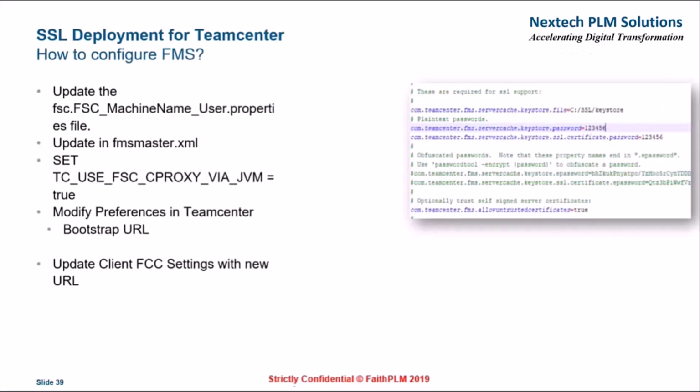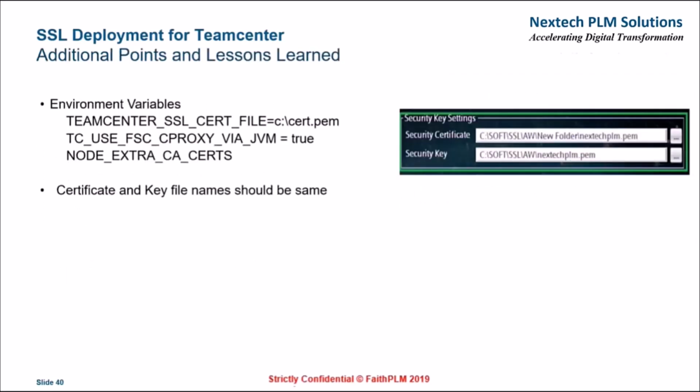So then how to configure FMS? We can configure our FSC service also. We need to update the user property file, FMS master, and some environment variables and preferences, and the client setting as well. Then our FSC will get converted into HTTPS format. An additional learning point here is to keep in mind that a few environment variables should be set on your system. Then the certificate key file name should be the same for the Active Workspace.